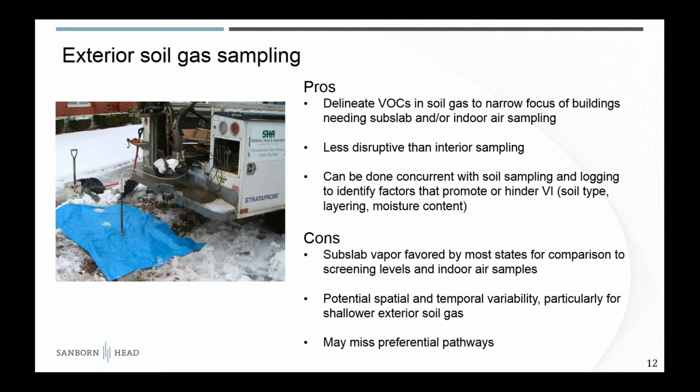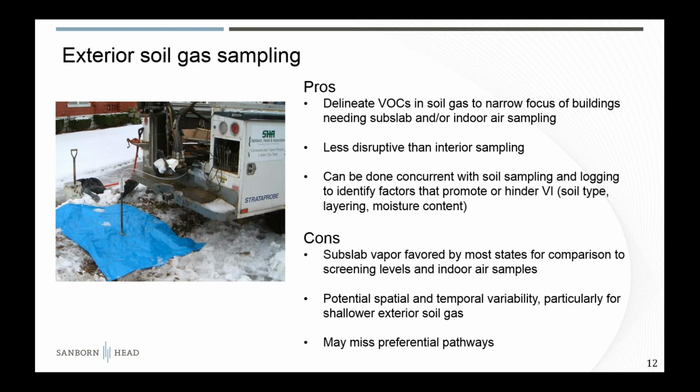It's, as I said there, less disruptive than interior sampling. And ultimately, you may have to do that interior sampling, but if you can have some more information and more context to support that, it can be valuable. It also can be done, exterior soil gas sampling, concurrent with some soil profiling. So you can look for some of those natural vapor barrier features, like a fine-grained material that might be saturated, that could help build multiple lines of evidence for not having the pathway complete.